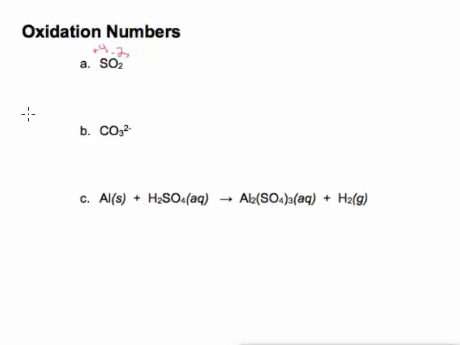In this example B, the compound is not neutral. We are going to have this polyatomic ion here, carbonate, so we need a -2 charge. That means the sum of the oxidation numbers should be -2. Our oxygen is still -2 itself, and there are 3 of them, which gives us -6. If we want there to be -2 left over, that means this carbon is also +4.